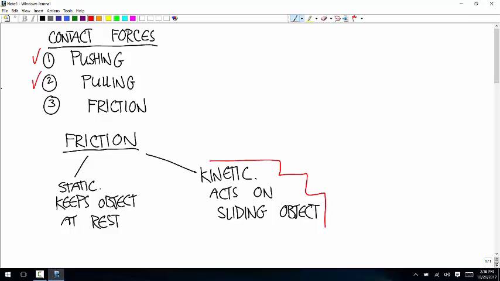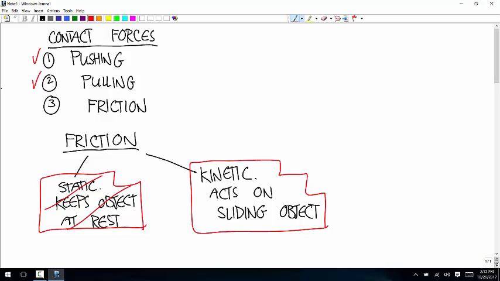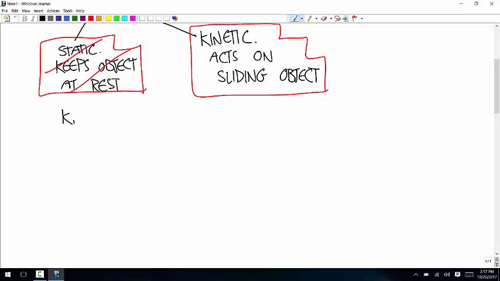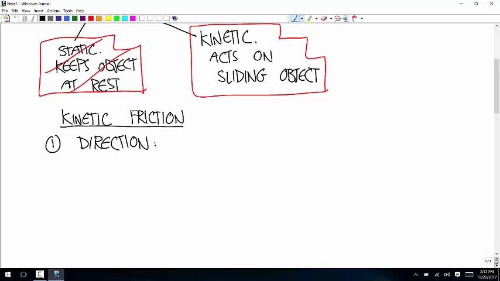This is the one we're going to do, and we're going to skip static friction. So we're talking about kinetic friction. And friction is a force, so it's a vector, and that means any force has a direction and a magnitude. The direction is always opposite the velocity vector.